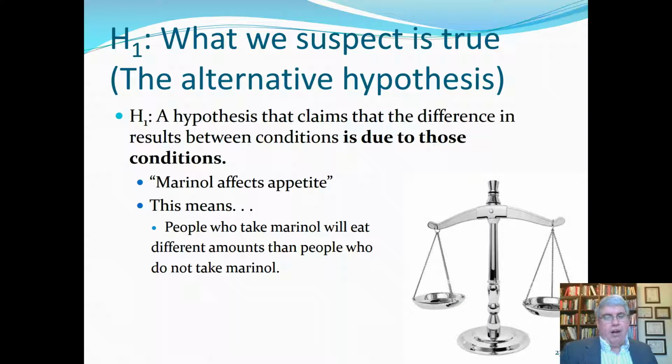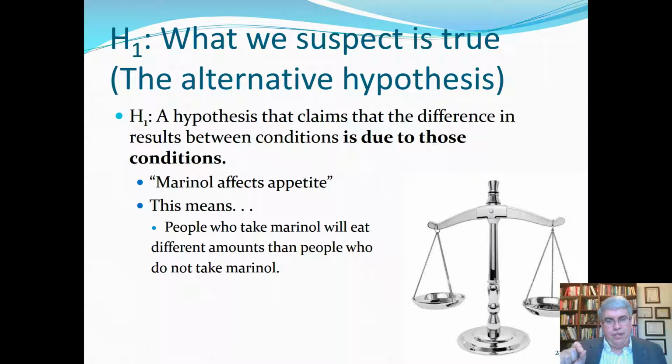Let's talk about our H1, this is the notation for it, and it's called the alternative hypothesis. And this is what we suspect is true. Now, this is kind of a funny name for it, the alternative hypothesis. If I were creating statistics, I would call it the main hypothesis. But for historical reasons, it's become the alternative hypothesis because it's the alternative to what we'll see as the null hypothesis.